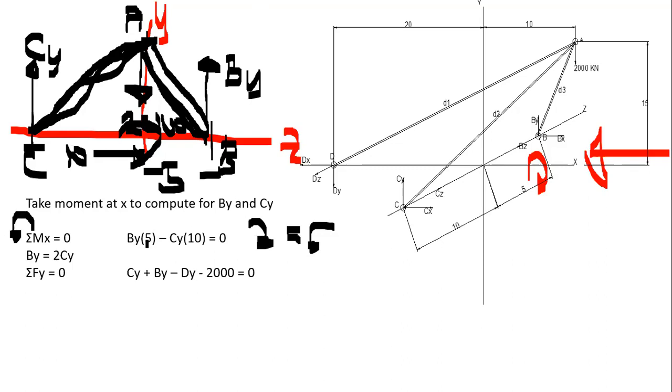Okay? So you have here, you will come up with this value that BY is equal to 2CY. So BY is expressed in terms of CY, vice versa. CY could be expressed also in BY. CY is equal to BY over 2. But if you are going to sum forces all in vertical direction, ilang forces ang vertical direction niya? CY, BY at saka itong natabunan na 2,000.